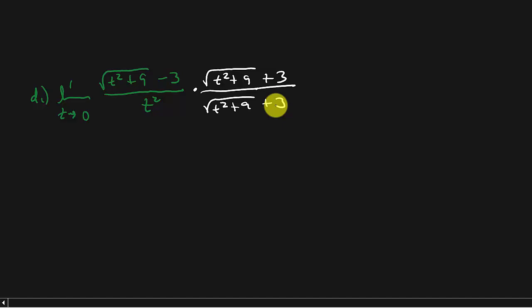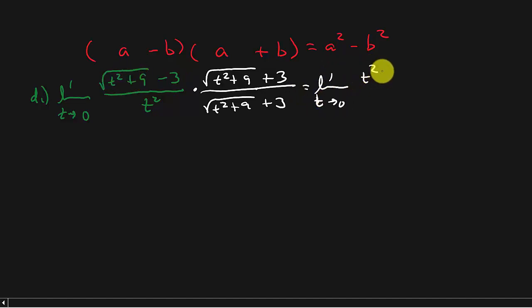So now let's multiply this out. Now, I'm sure y'all know this, but just remember, this is like a minus b times a plus b is a squared minus b squared. So this is our a, the square root of t squared plus 9, and the 3 is our b. And so this is going to be the limit as t goes to 0. Now, a squared, that's just t squared plus 9 minus, and then b squared, 3 squared is 9, over t squared times the square root of t squared plus 9 plus 3.